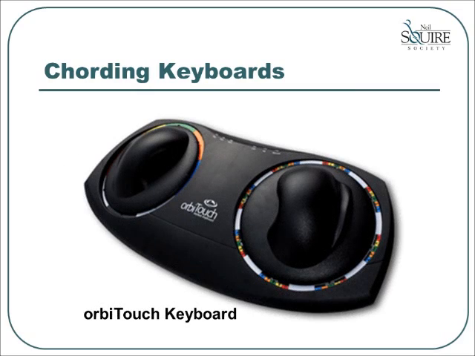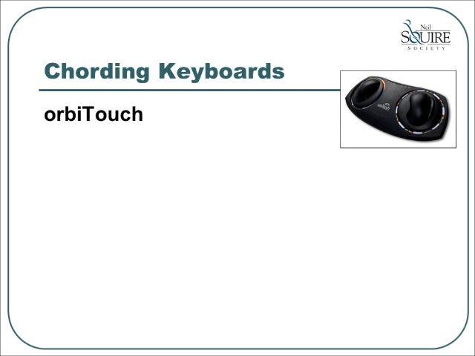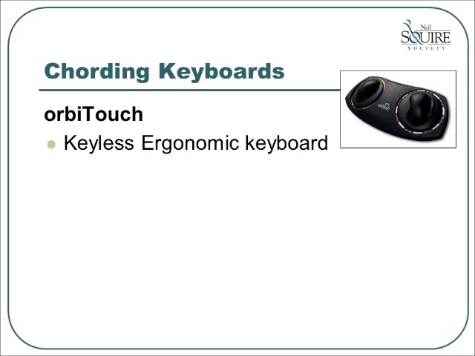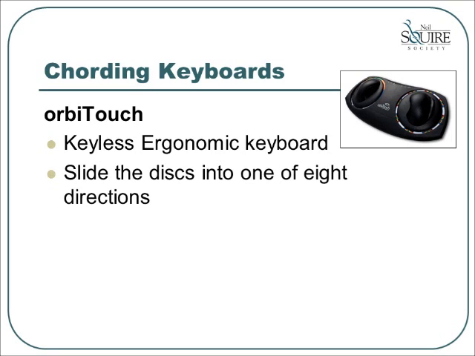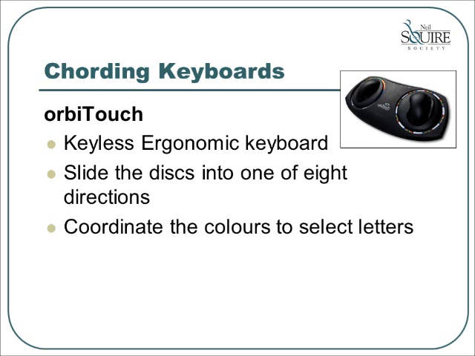Another example of a chording keyboard is the Orbitouch keyboard. This keyboard is very unusual because it does not have any standard keys on it. To type on this keyboard, you slide the discs in one of 8 directions. It is necessary to coordinate the color selection on the right disc with the letter selection on the left disc to type a letter. This device also provides mouse control.